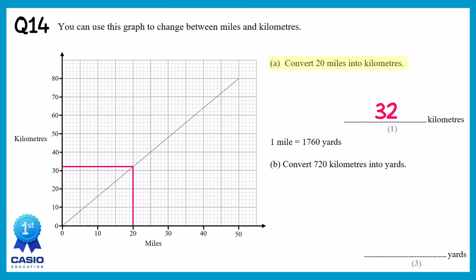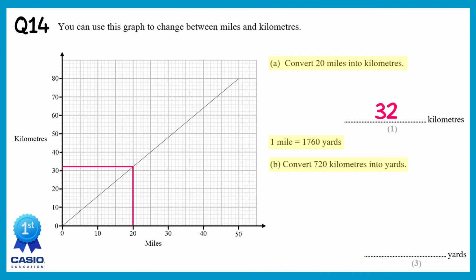In the second part of the question, we need to convert 720 kilometers into yards. Now, it doesn't have yards on the conversion graph, it does have kilometers though, but we are told that 1 mile is the same as 1,760 yards. So what we can do is convert the kilometers to miles using the graph, and then use this conversion to convert the miles to yards. So let's think about how we can convert 720 kilometers into miles. The first thing you might notice is that this graph does not go up to 720. In fact, it goes nowhere near that. So we need to be smart.